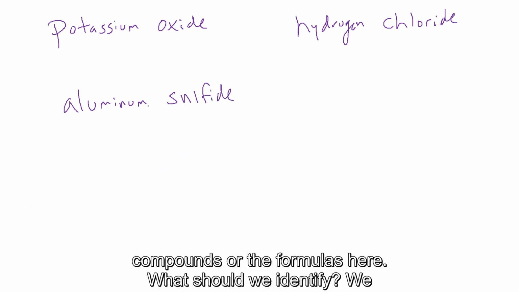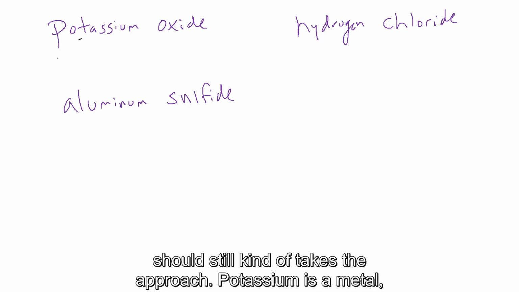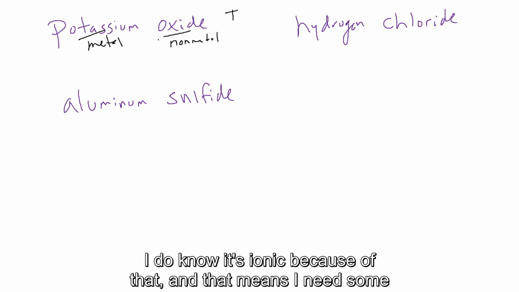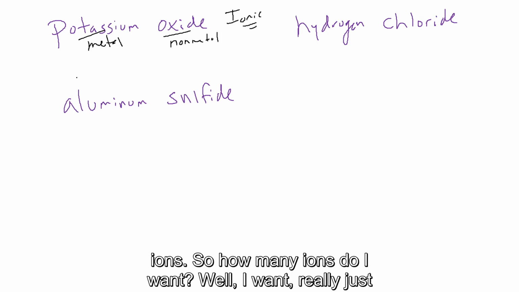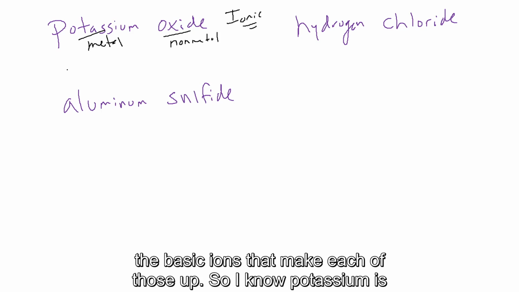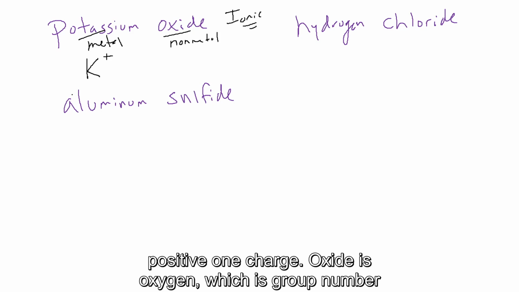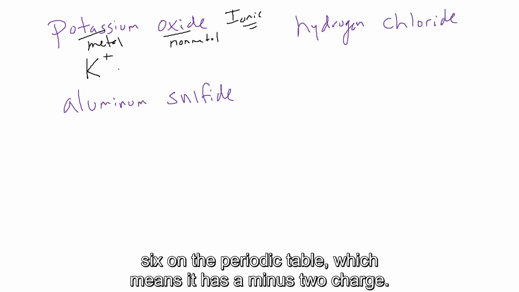All right. So let's say we have some names and we want to write the ionic compounds or the formulas here. What should we identify? We should still take the same approach. Potassium is a metal, as I cross it out. Oxide is oxygen, which is a non-metal. So I do know it's ionic because of that. And that means I need some ions. So how many ions do I want? Well, I want really just the basic ions to make each of those up. So I know potassium is K, and I know it's group 1, which means it has a positive 1 charge. Oxide is oxygen, which is group number 6 on the periodic table, which means it has a -2 charge.